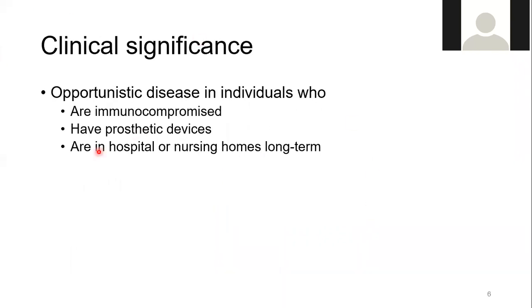Their clinical significance is mainly in individuals who have sites that could allow them to cause opportunistic infections. So individuals who are immunocompromised, individuals who have prosthetic devices in different sites of the body, and also patients who are long-term hospitalized or in long-term nursing homes.